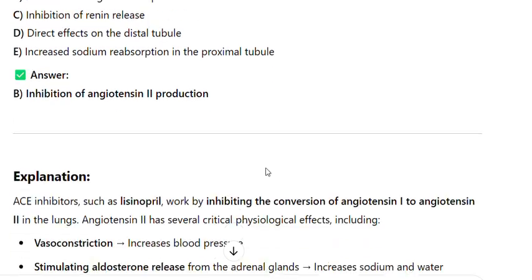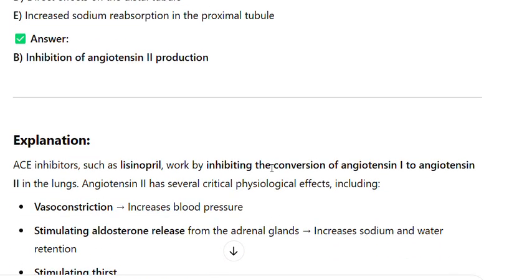Explanation: ACE inhibitors, such as lisinopril, work by inhibiting the conversion of angiotensin I to angiotensin II in the lungs. Angiotensin II has several critical physiological effects, including vasoconstriction, which increases blood pressure, stimulating aldosterone release from the adrenal glands, which increases sodium and water retention, and stimulating thirst.